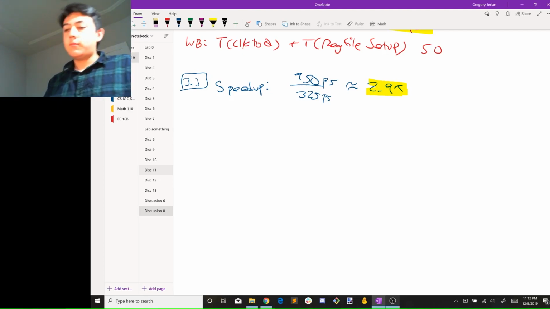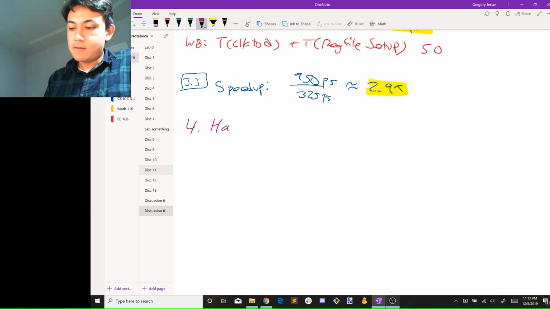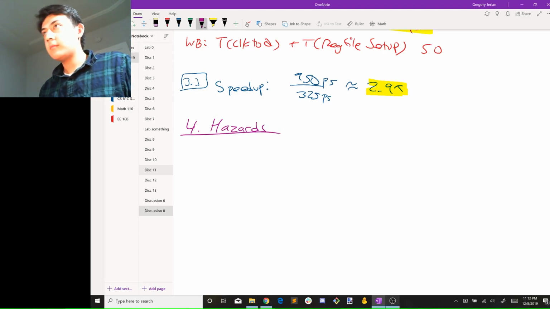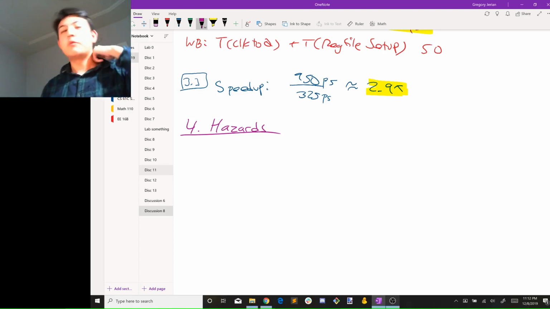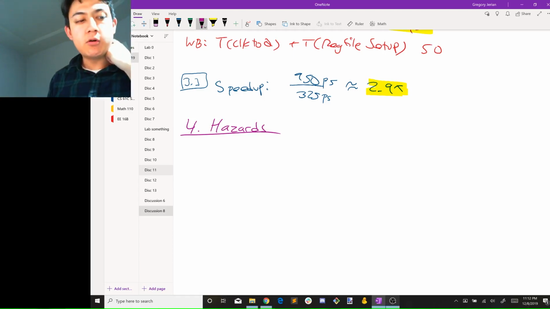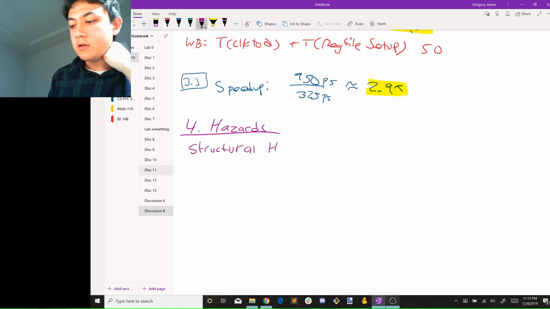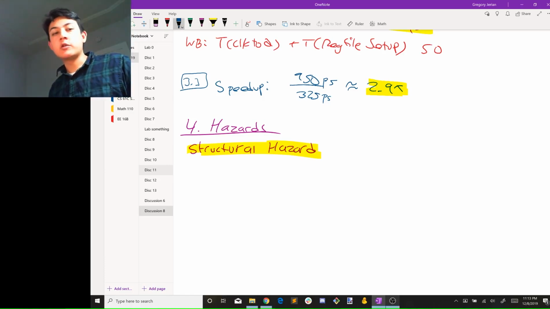So, part 4 is about hazards. There are 3 types of hazards we really care about. The first one is a structural hazard, the second one is a data hazard, and the third one is a control hazard. So I'll talk about each one. Structural hazards occur when more than one instruction needs to use a data path resource at the same time.